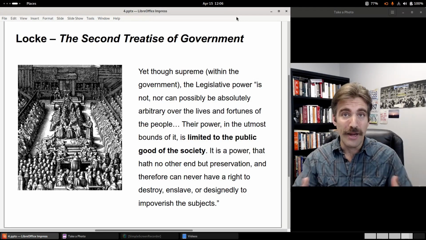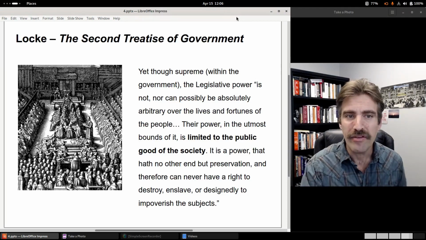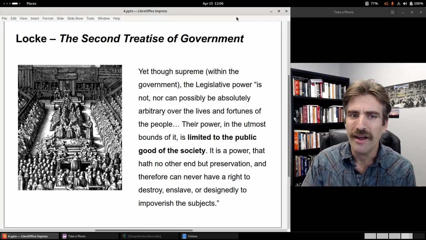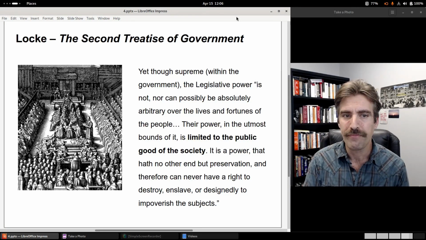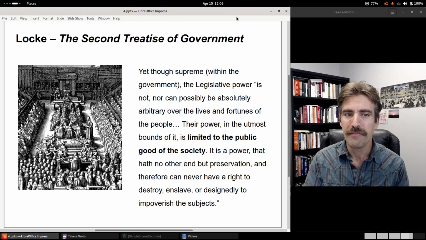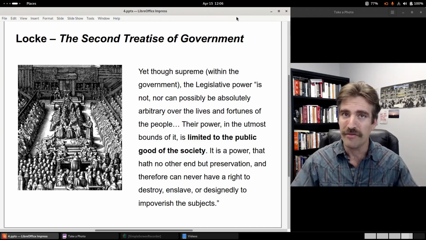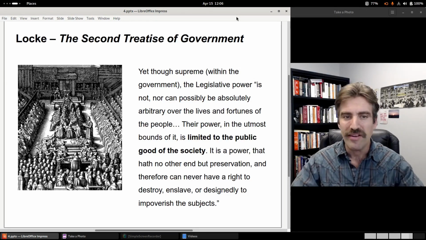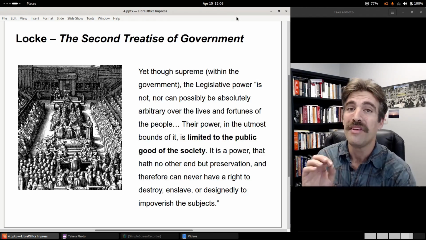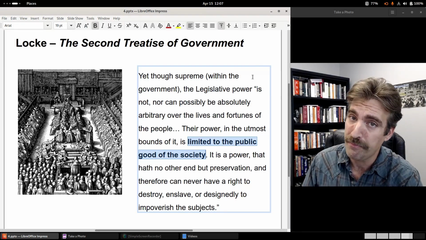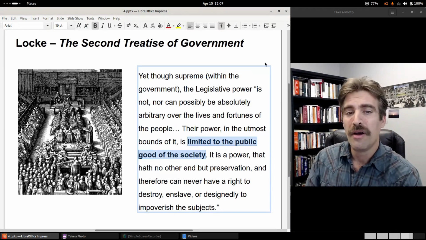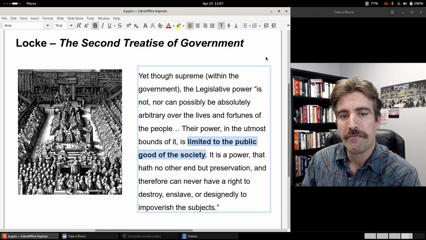For those supreme within the government, the legislative power, quote, is not, nor can possibly be, absolutely arbitrary over the lives and fortunes of the people. Their power, in the utmost bounds of it, speaking of the legislature, is limited to the public good of the society. So there's a built-in limitation on the power of the most supreme element within the government.